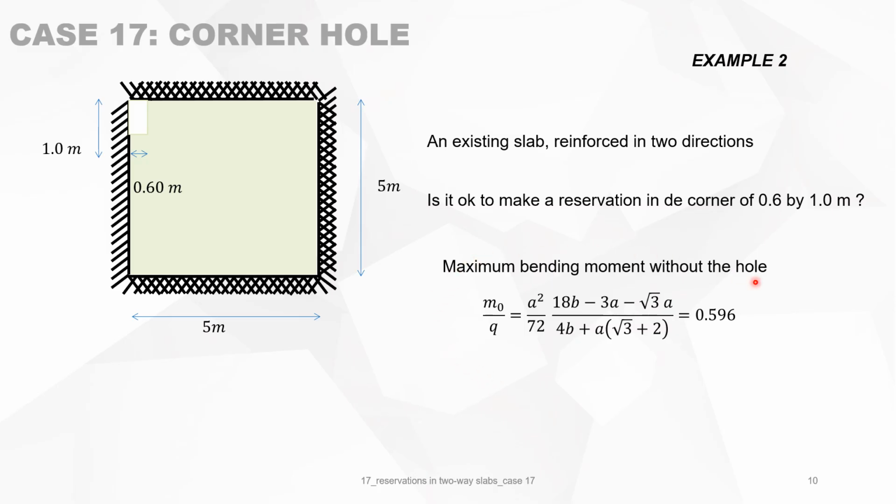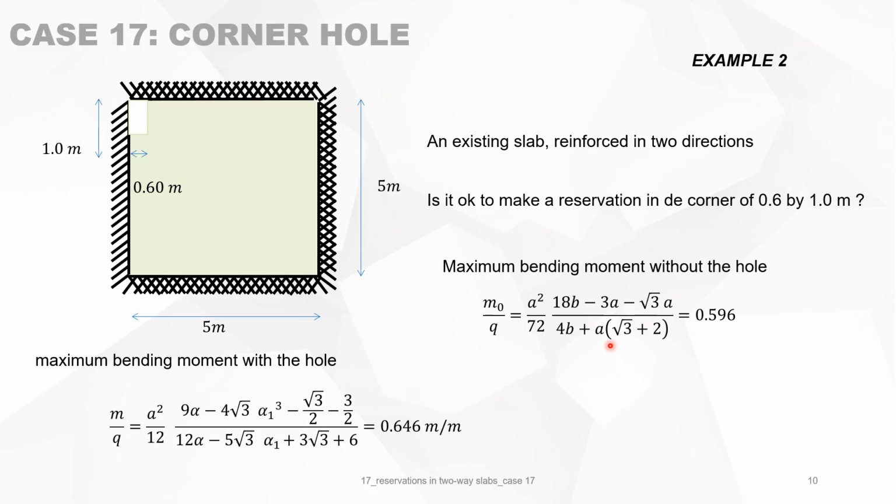So what can we do? We can calculate the maximum bending moment without the hole, and the maximum bending moment with the hole. Therefore, we take M0 and divide it by the load because we don't know the load. Then on the right-hand side, you only have a formula depending on geometrics. We can calculate this and we find that it's 0.5 or 0.6.